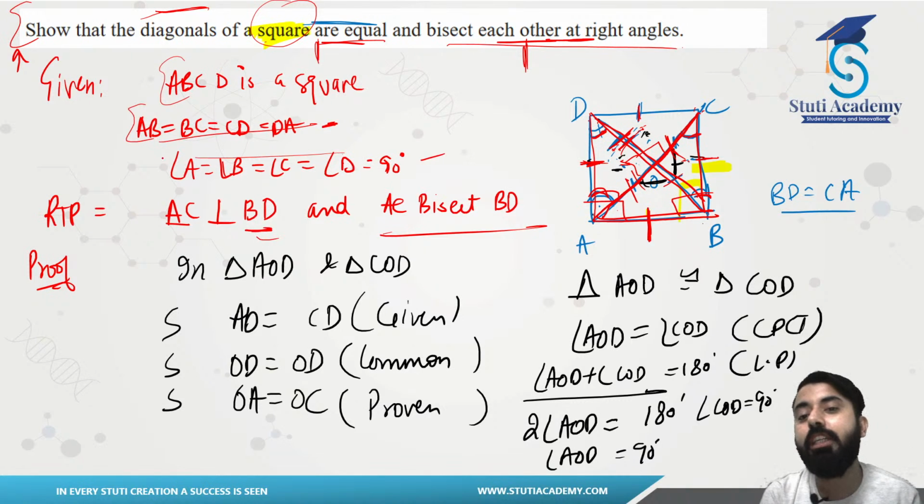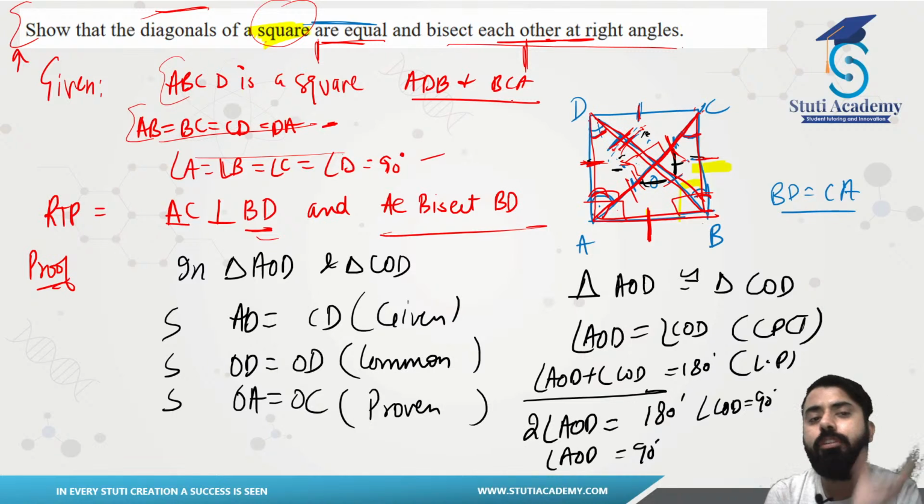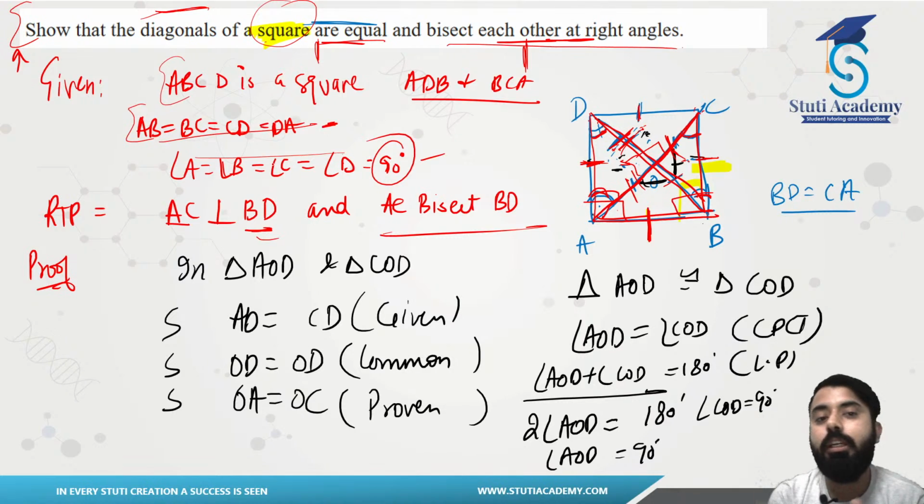Firstly, we had to make sure that the diagonals were equal. For that, what did we do? We had taken these two triangles, ADB and BCA, in which AD was equal to BC, AB was common, and angle DAB was the same as angle CBA, 90 degrees each. So using side angle side, we could say the triangles were congruent, and we could prove the diagonals were equal. That was the main thing that we had proven.